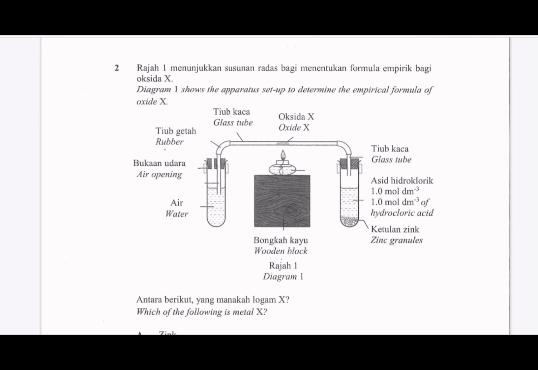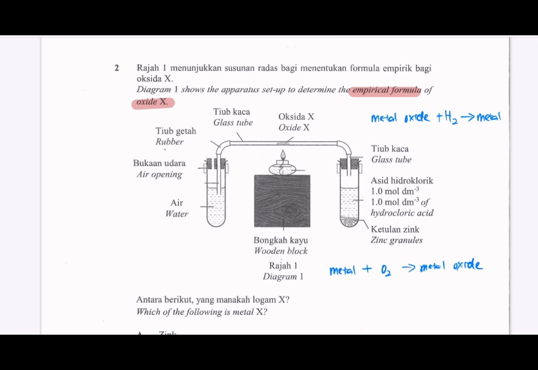For question number 2, a diagram is given. We go through the diagram. Okay, this setup is used to determine the empirical formula of an oxide X. For the empirical formula, we have two types of experiment. One is the metal oxide, and then we use hydrogen to reduce it. You will get metal. Another one is a reactive metal reacting with oxygen to produce metal oxide.